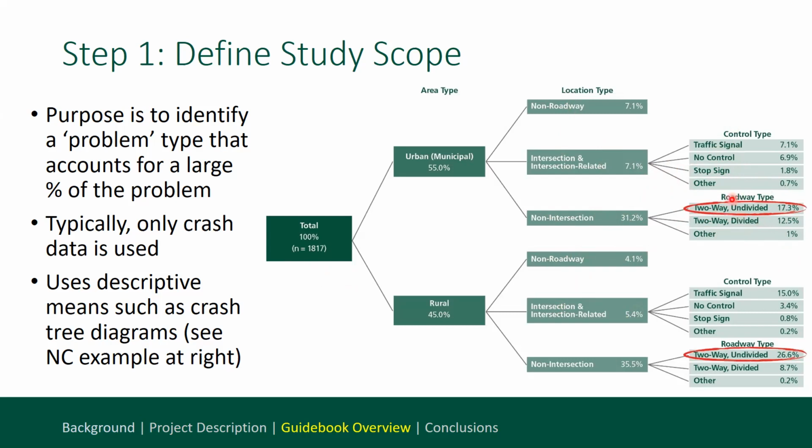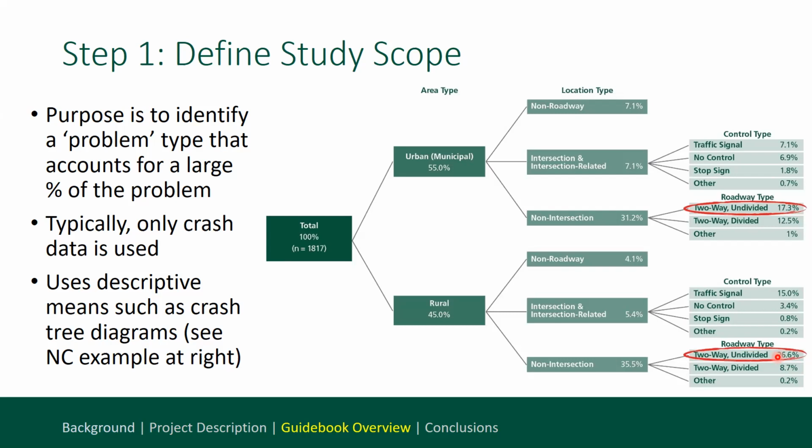So this becomes your focus area. And then for rural areas, two-way undivided is also another focus area, right? Because you're seeing the maximum number of crashes occur here. So that becomes your focus area. Okay, I'm going to look at all of my two-way undivided roadway segments and look at pedestrian crashes there and see what the risk factors associated with that are. So you still rely on crash data to identify what the problem is.